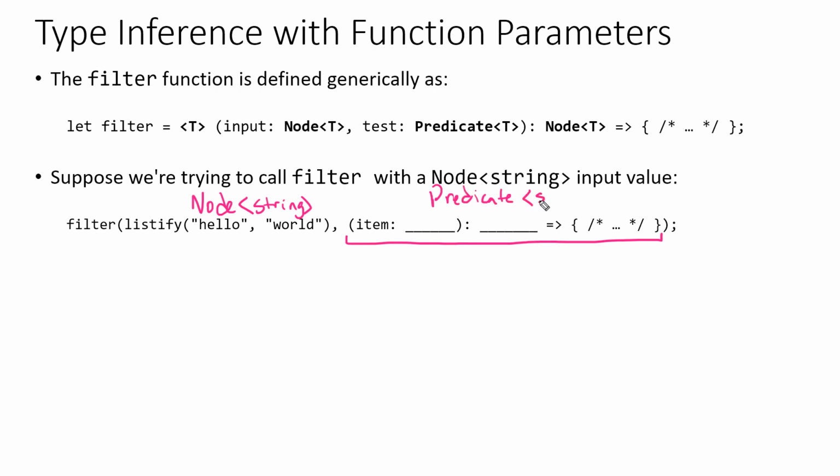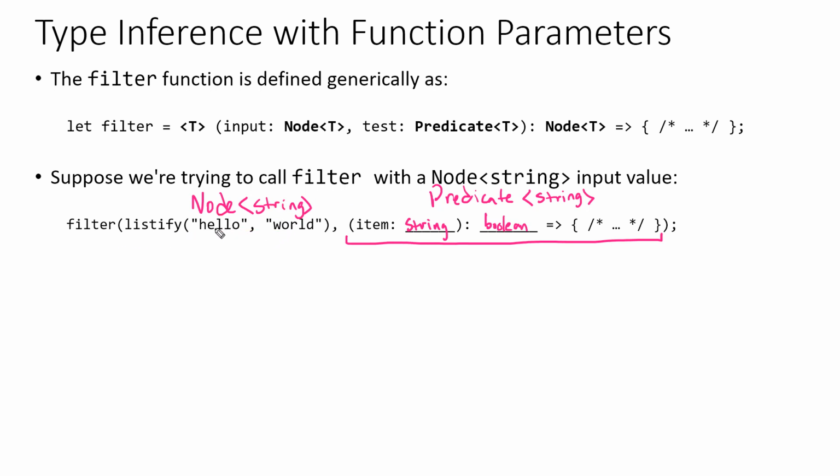And we know, based on the predicate functional interface, that the item parameter must be of type string and the return type must be type Boolean. What makes something a predicate is that it returns to you true or false whether the next item that you're testing satisfies that predicate's logic, the test that it's performing. And so notice we didn't have to explicitly state those things here in this definition. We could fill in those blanks ourselves using some logic based on filtering a list of Node<string>.